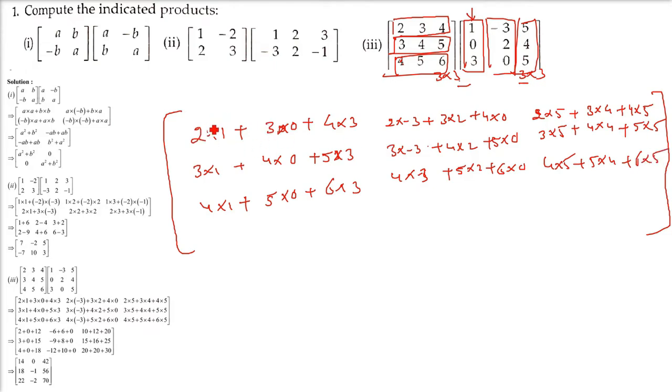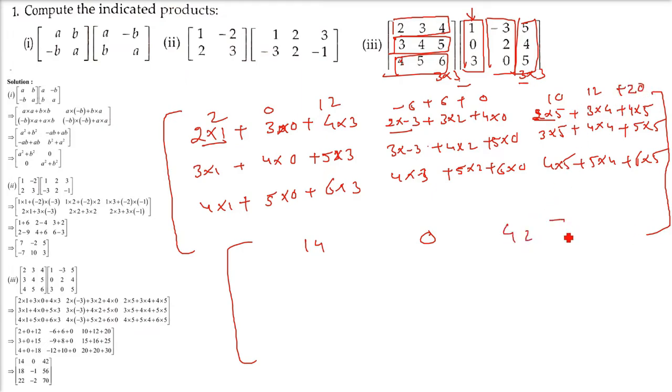Okay, so 2, this is 0, this is 12. I'm writing it directly. 12 plus 2 is 14. Minus 6, this is 6, and this is 0. 6 minus 6 is 0. Okay, then 5 into 2, 10, 4, 12, and 5 for the 20. 20, 12, 10 is going to be 42.